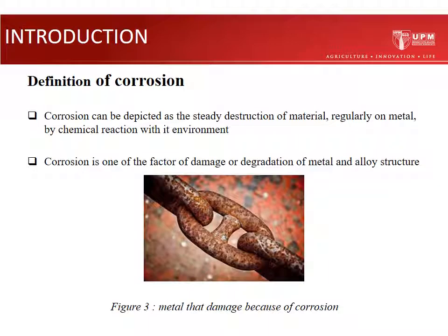For the introduction part, I will explain the definition of corrosion. Corrosion can be depicted as the steady destruction of material, regularly metal, by chemical reaction with its environment. Corrosion is one of the factors of damage or degradation of metal and alloy structure. Figure 3 shows metal that is damaged because of corrosion.